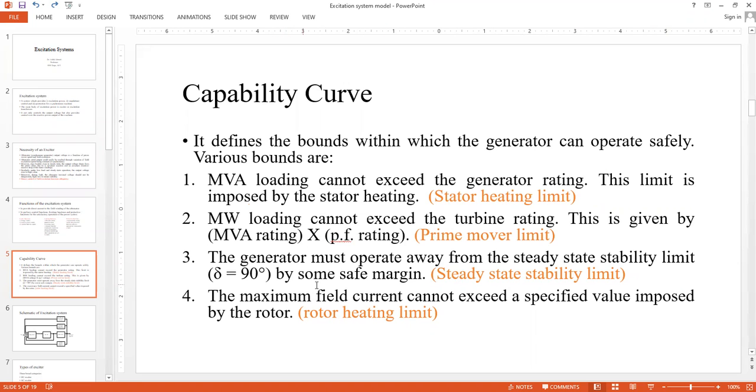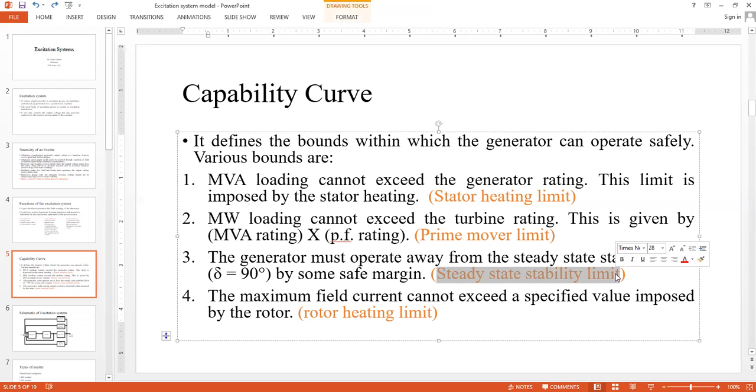Then the third one is the steady state stability limit. I am sure that most of you have taken some undergrad course on power systems, and in one of those courses, probably you came across the steady state stability limit. It is nothing but the angle beyond which your machine doesn't remain in the steady state stable zone. That relationship is basically the PE versus delta curve for a synchronous machine, and that is a very simplistic representation, where you represent PE as a pure sine curve. So basically we represent PE equals P max sine of delta.